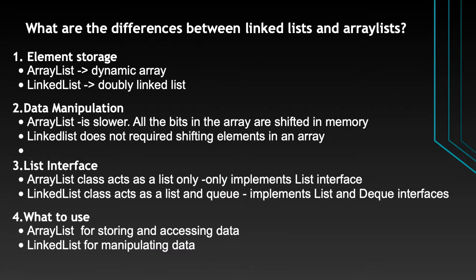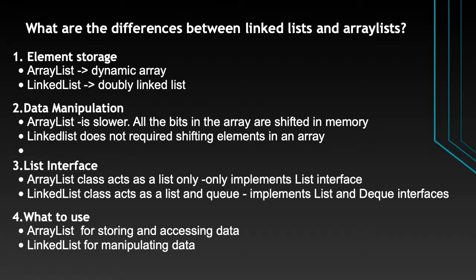And now I'm going to talk about what the differences are between linked lists and array lists. So an array list is a dynamic array, right? Essentially it stores elements in a dynamic way, while linked lists store elements in a doubly linked list, like I showed earlier, with two references, one to the previous node and one to the following node, right?